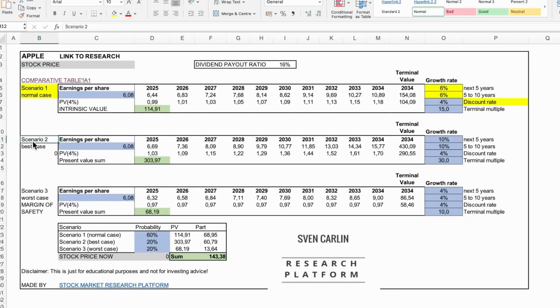The best case scenario now, well, if Apple manages to develop intelligence, more services, we can leave the growth rate at 10%. And then the worst case scenario would be a situation where Apple doesn't grow at all, let's say for 5 years, and then we have slow or sluggish growth.